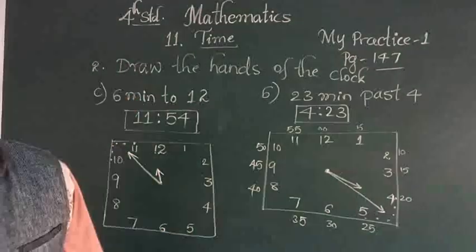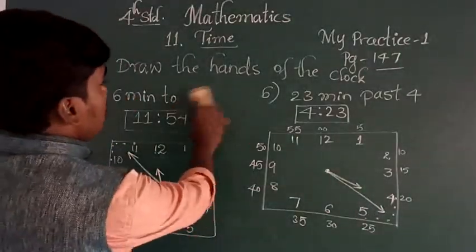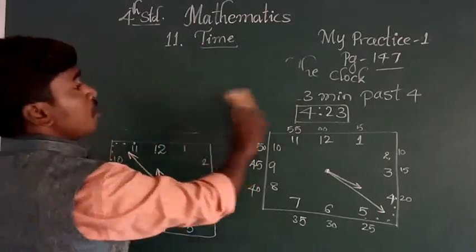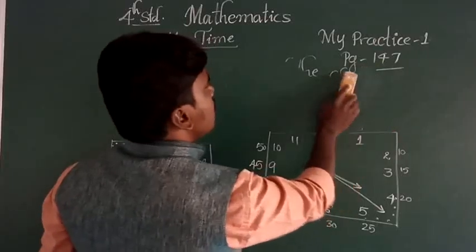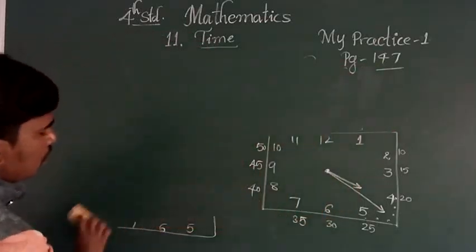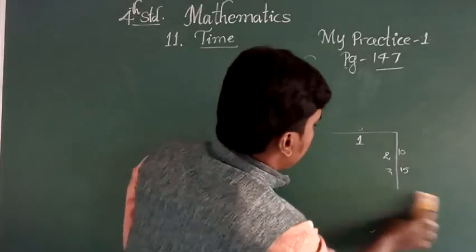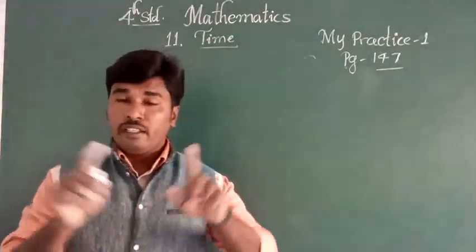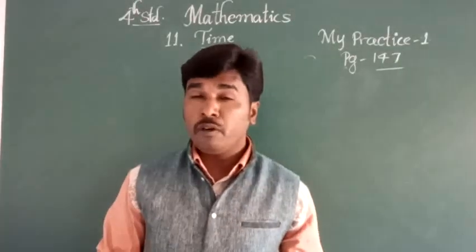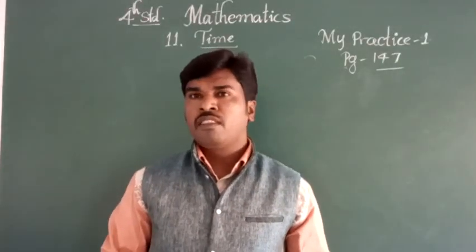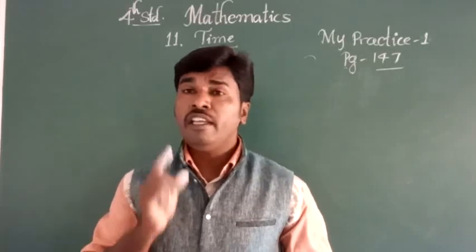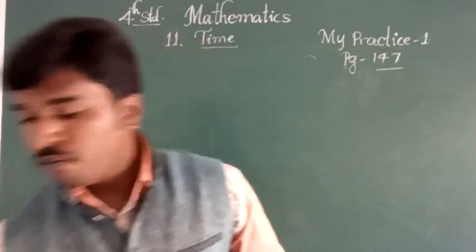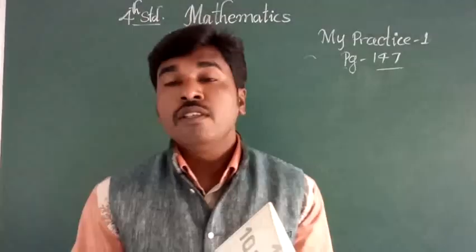In this way, you can draw the hands of the clock. So I hope you will finish the questions given in the first exercise part. Draw the hands of the clock and read carefully the time and write the time in two ways. I hope you understood. Dear children, in every 12 hour clock, each 1 hour is divided into 60 minutes.